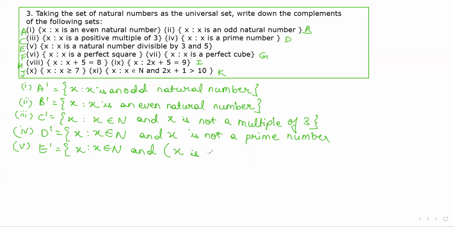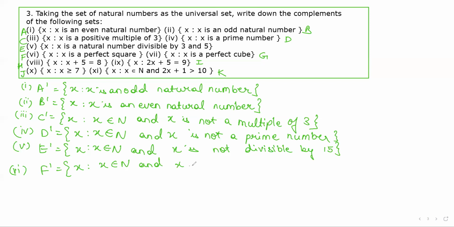We will go with 15. X is not divisible by 15. X is a perfect square. So f dash should be x such that x belongs to n and x is not a perfect square.